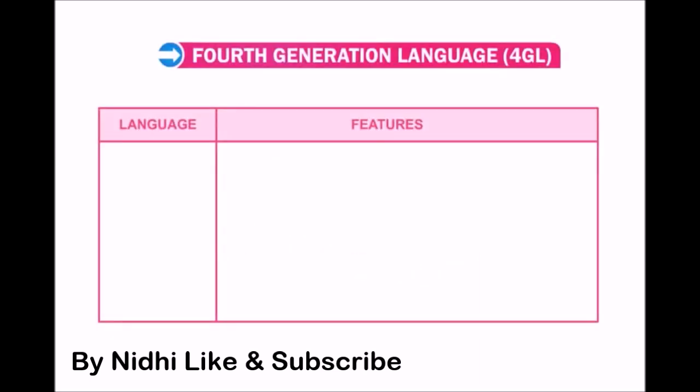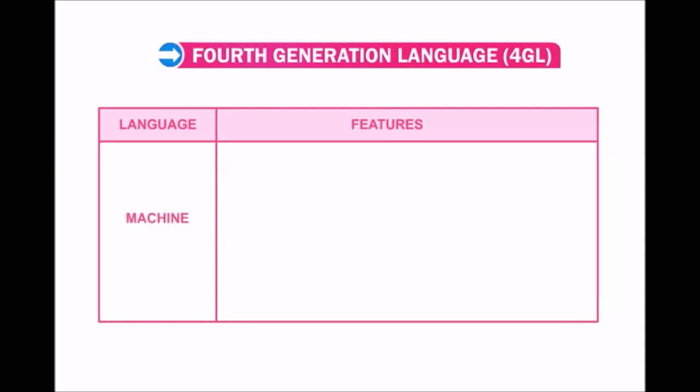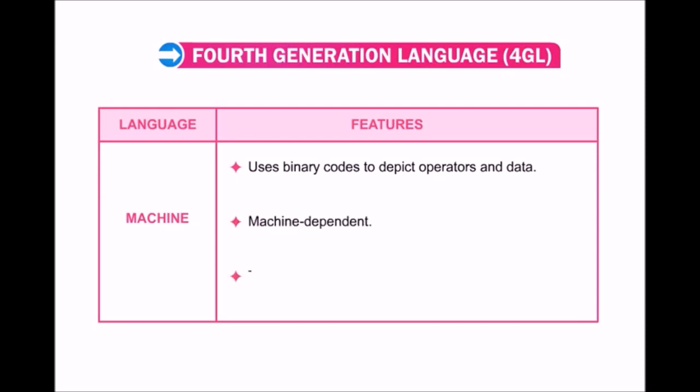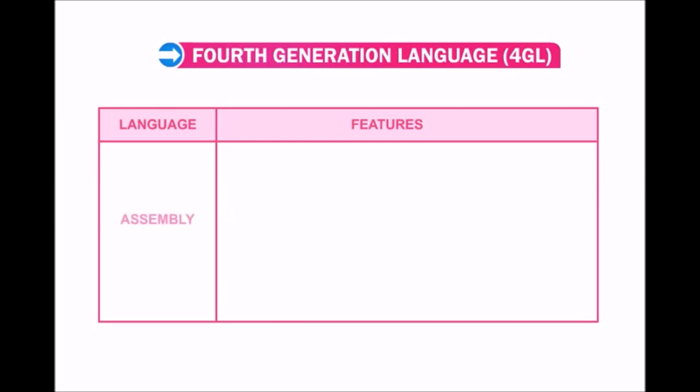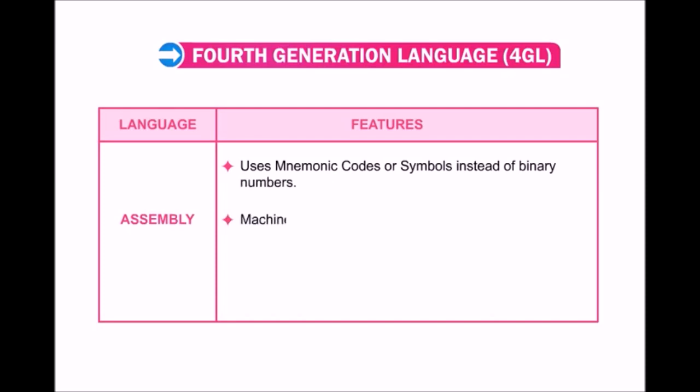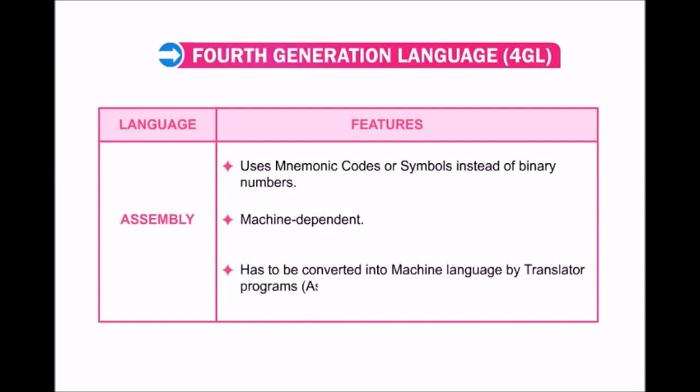Now, let us briefly sum up about computer languages and their features. Machine uses binary codes to depict operators and data. Machine dependent, only language directly understood by a computer. Assembly uses mnemonic codes or symbols instead of binary numbers. Machine dependent, has to be converted into machine language by translator programs.